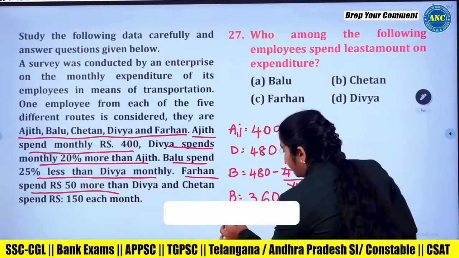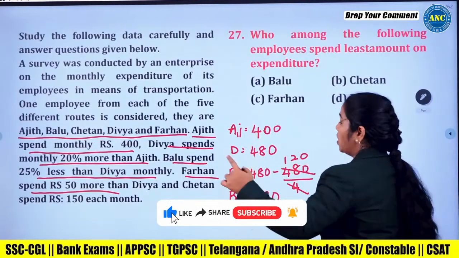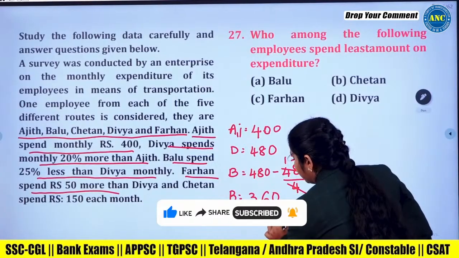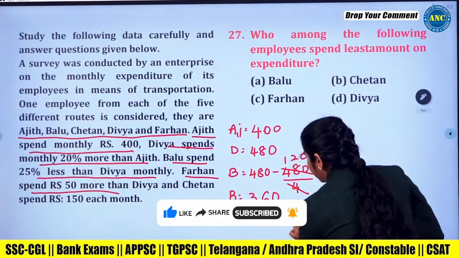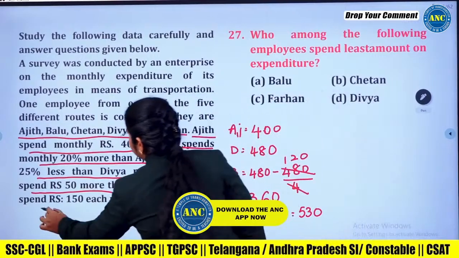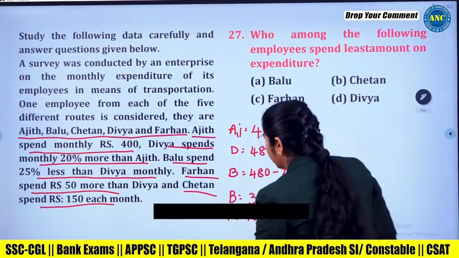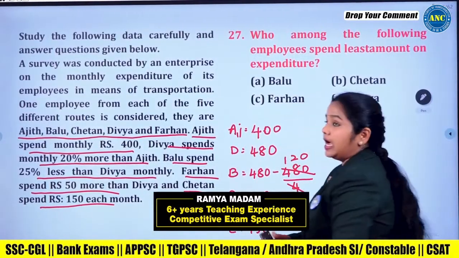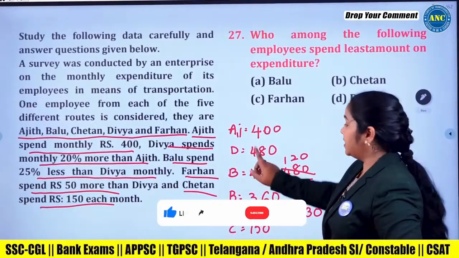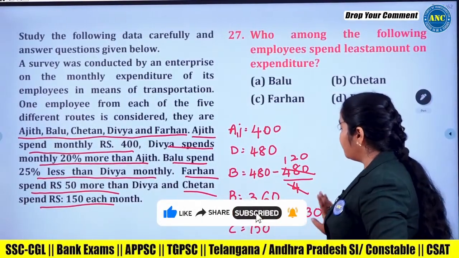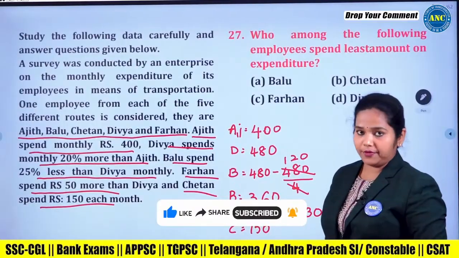Fine. Next, Farhan spends 50 more than Divya. What is the value of Farhan? That means 480 plus 50, which is 530. Finally, Chetan spends 150 each month. Chetan's value is 150. Clear? Ajit's value 400 we got. Divya's value 480. Balu's value 360. Farhan's value 530. And Chetan's value 150.